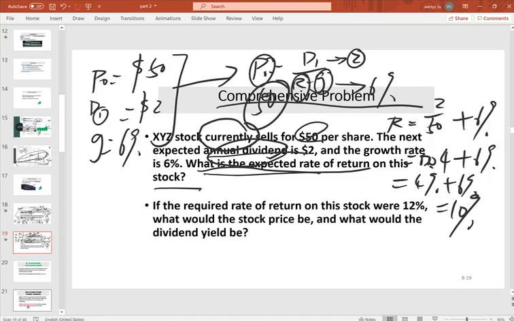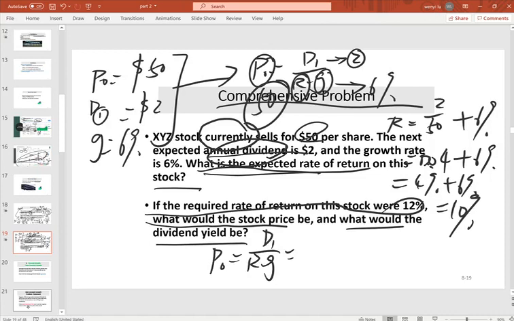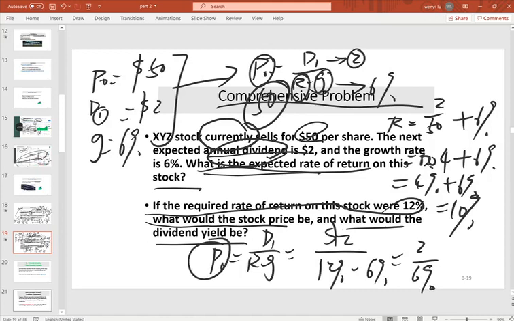Next one, if the required rate of return on the stock is 12%, what would the stock price be? And what would the dividend yield be? What's the stock price now? P0 equals D1 over R minus G. R is now 12%. G is 6%. D1 is 2. So 2 over 6%. That's the price.